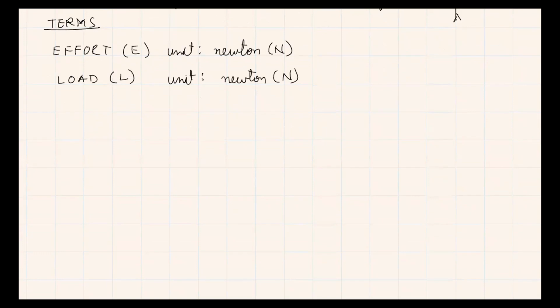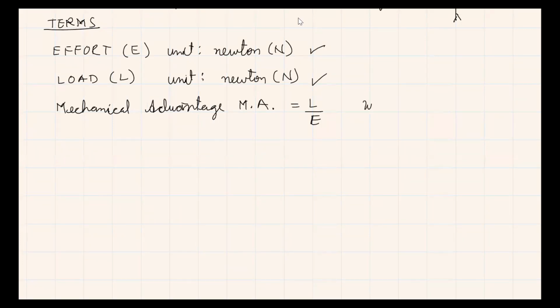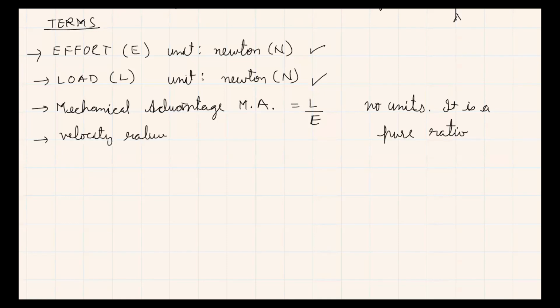Then there is another term called mechanical advantage, defined as the ratio of load upon effort. So that is how you define mechanical advantage, load upon effort. Now we see that the load and the effort both are measured in Newton. So mechanical advantage will have no unit. It is a pure ratio.